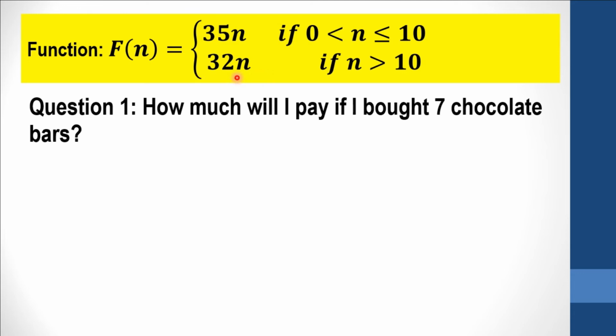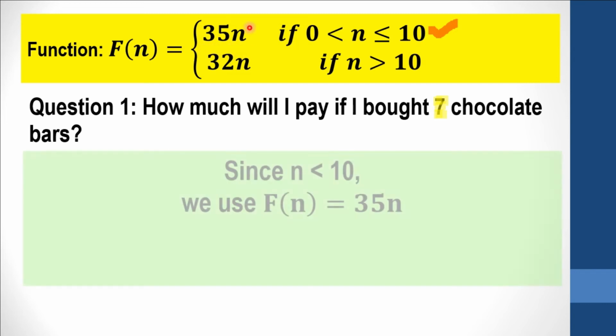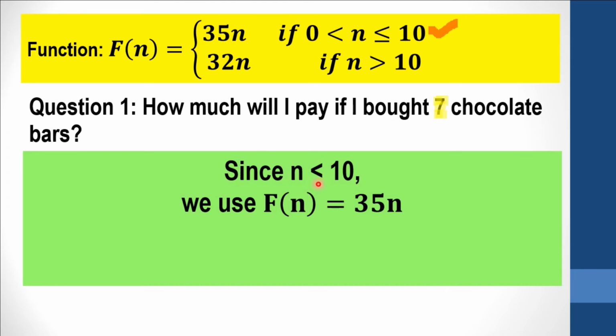So, tignan natin yung condition natin. Okay, yung ating n dito or the number of chocolate bars is 7, di ba? Saan siya swak? Dito siya sa condition na dito, since 7 is less than 10. Since dito siya papasok na condition, ang gagamitin na function ay ito, 35n. So, ito yung solution natin ngayon. Since n is less than 10, we use f of n equals 35n.